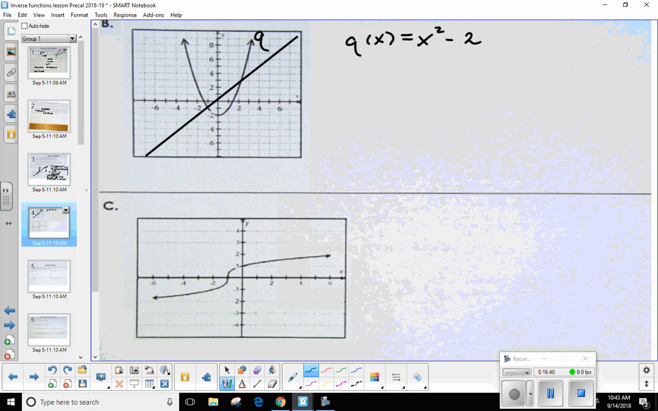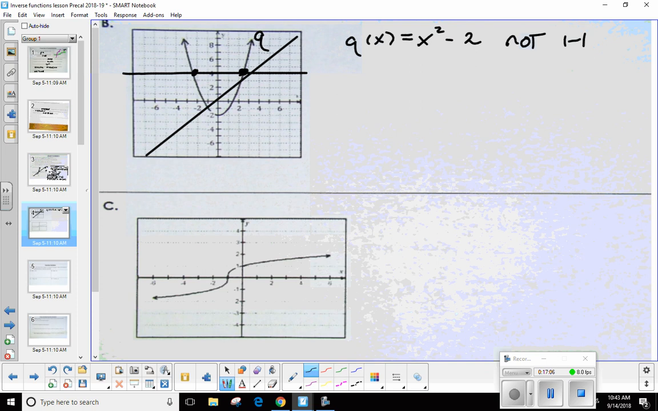Now here's my question. Is he 1-to-1? No, he does not pass the horizontal line test. If I were to draw a horizontal line, you can tell that pretty much every spot I'm going to be hitting him in 2 locations. So he is not 1-to-1. So what does that tell me about the inverse? It is not going to be a function.